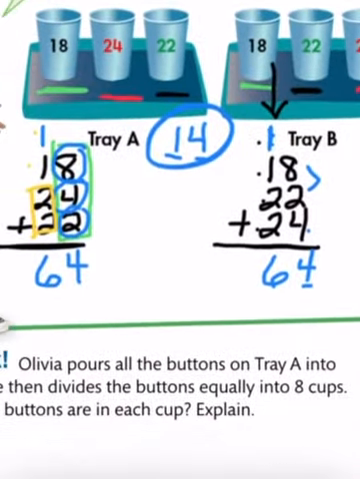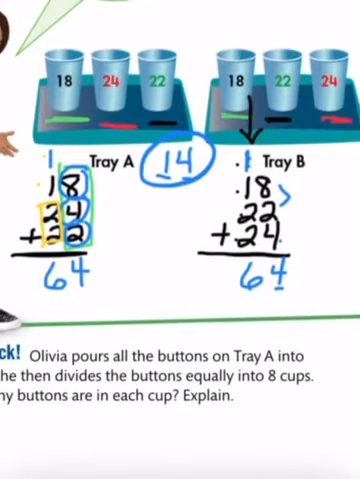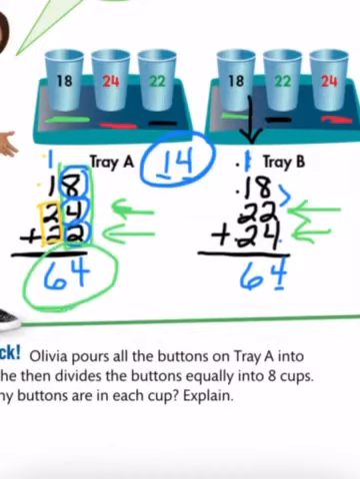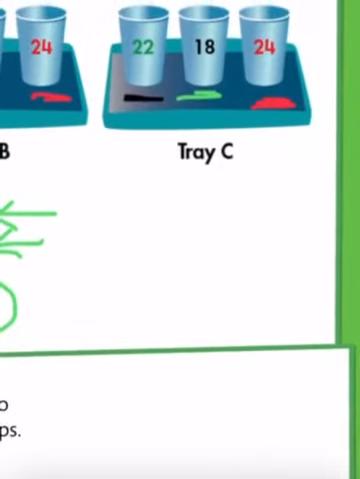So we have a slightly different order from A to B. If we notice, 24 was second on tray A, and it was last on tray B. 22 was last on tray A, but it was second on tray B. Didn't matter the order, we still end up with a sum, which is the answer to an addition problem, the sum of 64. Any guesses what's going to happen when we add tray C?